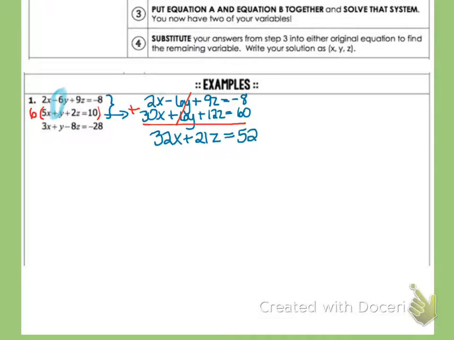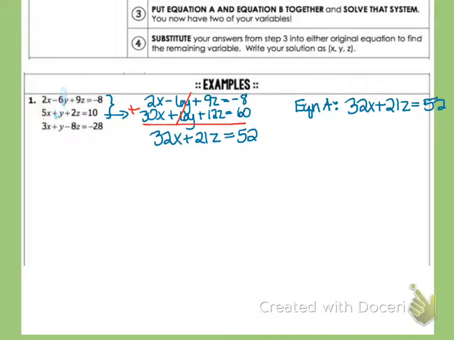So I'm going to call that equation A now, and I'm going to write this off to the side as equation A. Now I'm going to do the exact same thing, but this time I'm going to target two other original equations. So I'm going to go back to my original, and I'm going to focus on the second and the third equation.